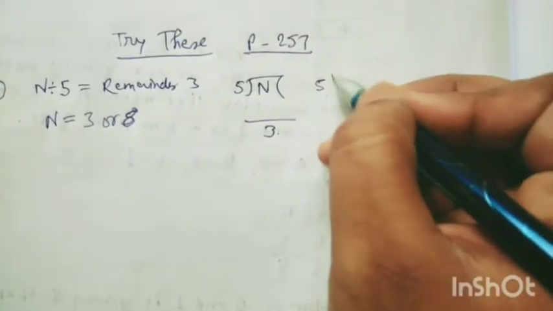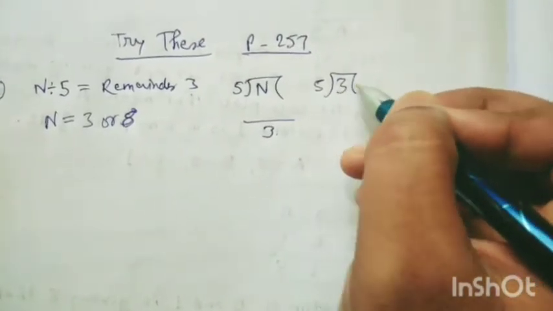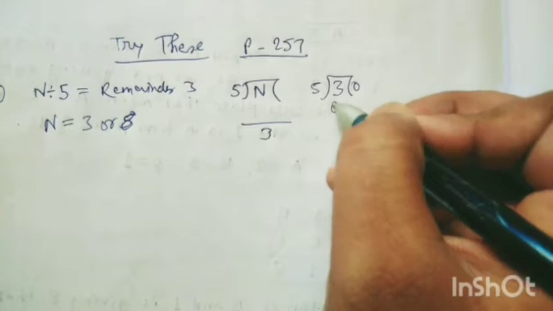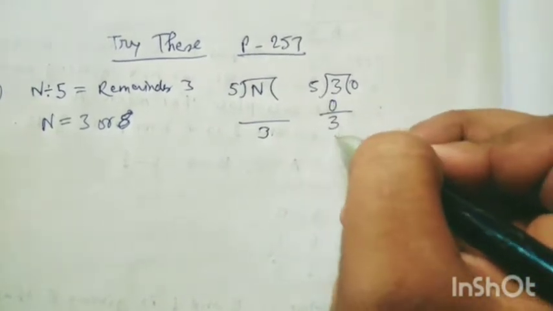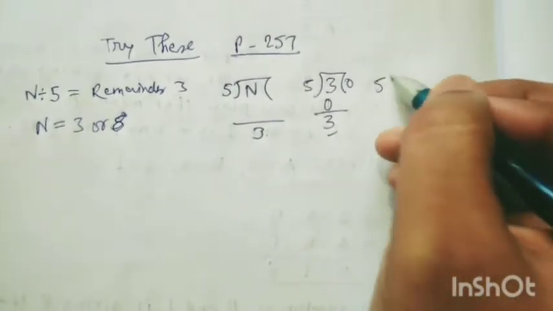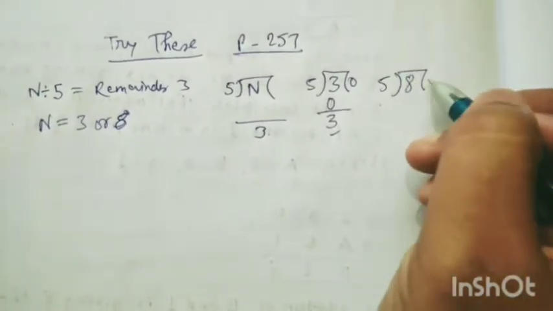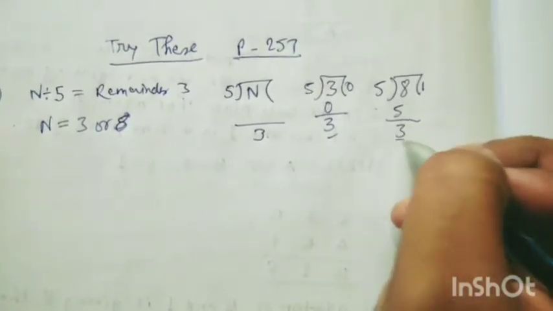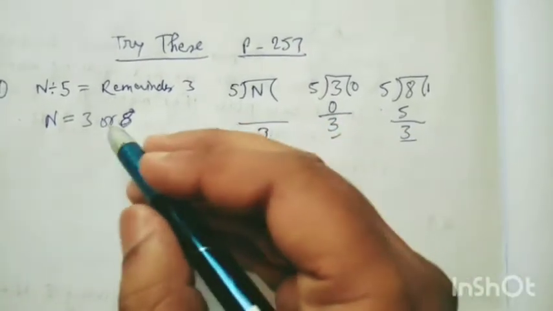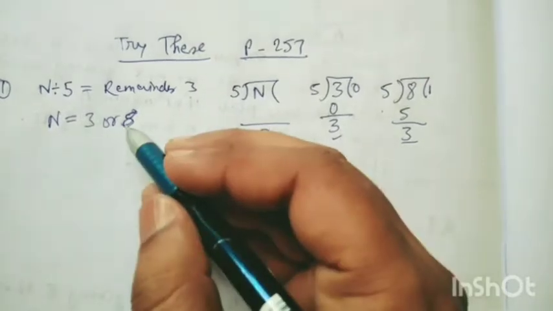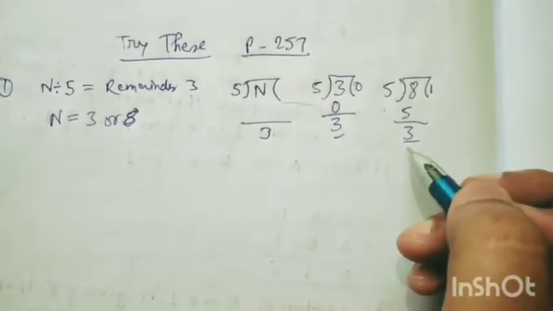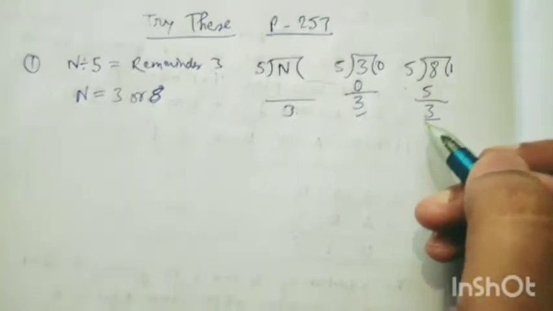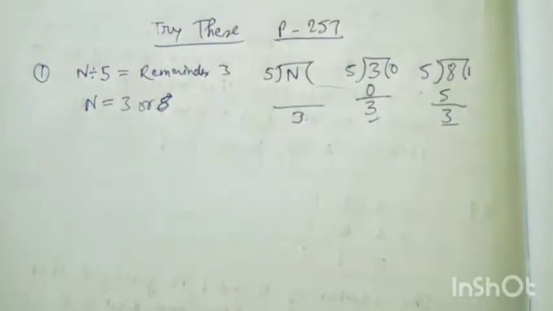See here, 5 and if it is 3, so 5 0 0, and the remainder is coming 3. And here if we take 5 and 8, so 5 1 5, 8 minus 5 is 3. So if you take n equal to 3 or 8, then the remainder is coming 3. Understanding? So in this way you have to identify these questions.